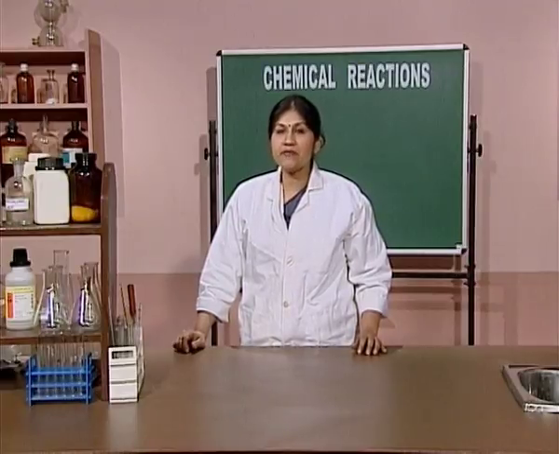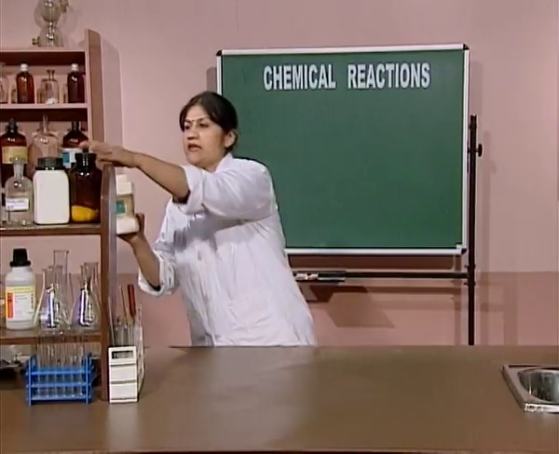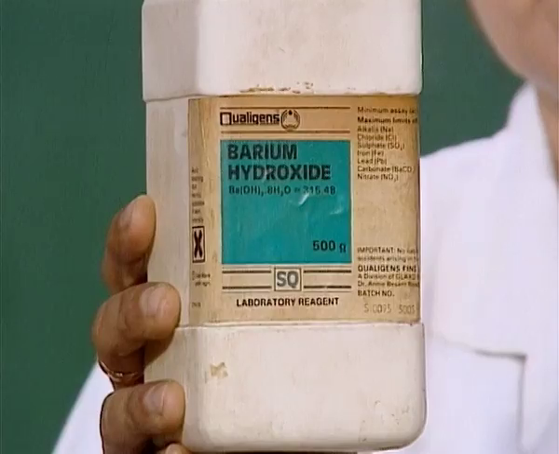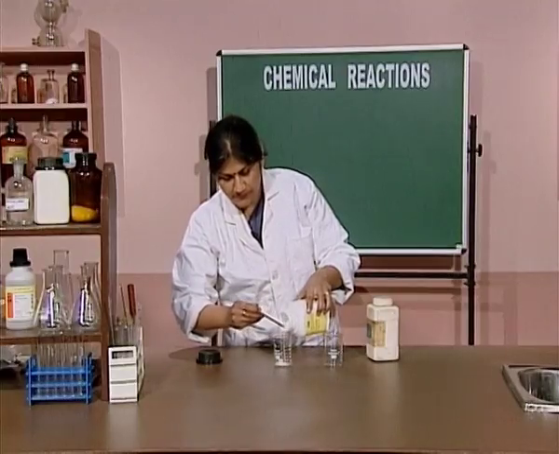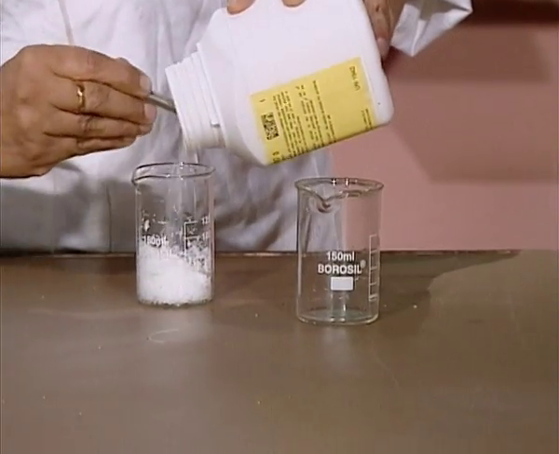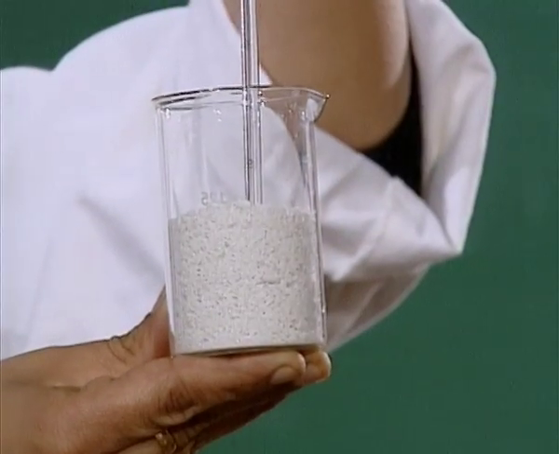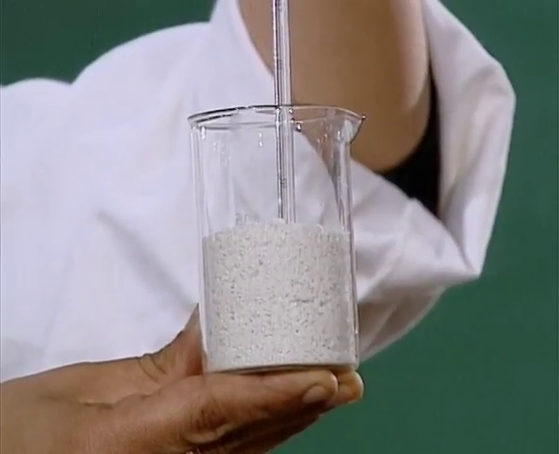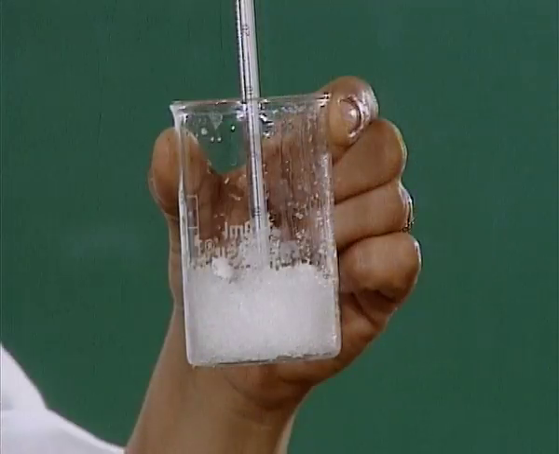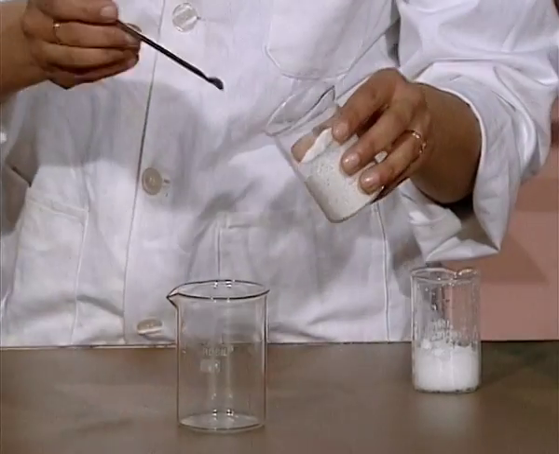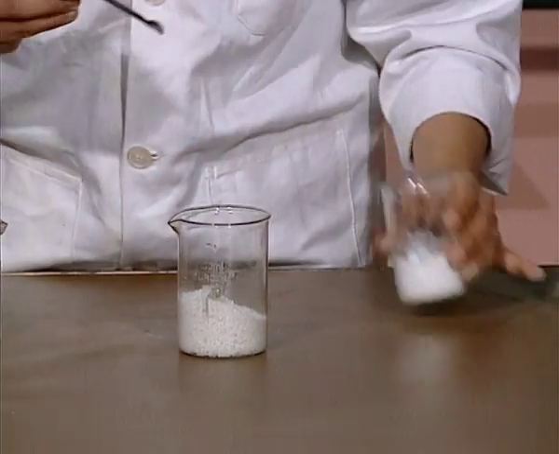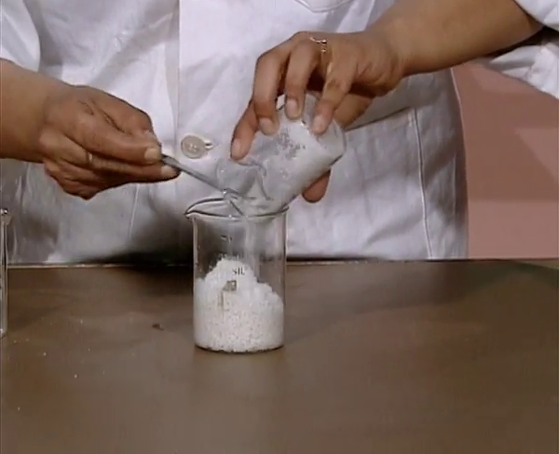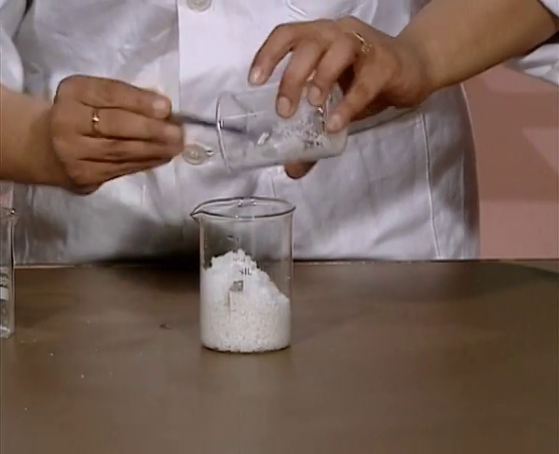Let us try another experiment. This time we will take barium hydroxide and ammonium nitrate in the ratio 2:1. The temperature of barium hydroxide powder is 17 degrees Celsius. The temperature of ammonium nitrate is also 17 degrees Celsius. Let us mix the two powders and observe what happens. Barium hydroxide and ammonium nitrate in the ratio 2:1.